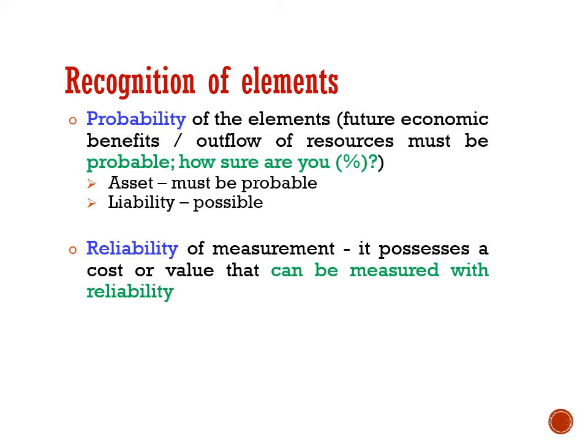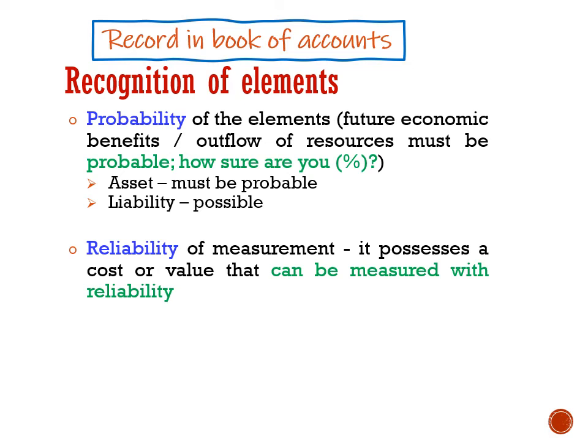Then we need to talk about recognitions of these elements. When we say recognition in accounting, it means record it in the book of accounts or in the financial statements of the business. If we do not recognize, we do not record. 2 requirements before we can recognize an asset or liability or equity. First, the event or economic activities and amounts related to it must be probable. How sure are you that it will happen and you will get that amount if we talk about an asset?